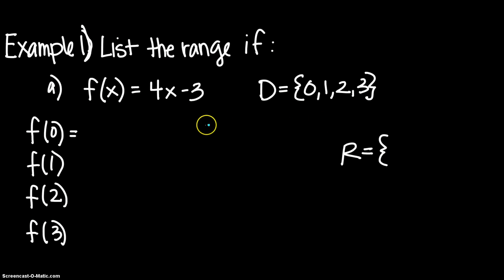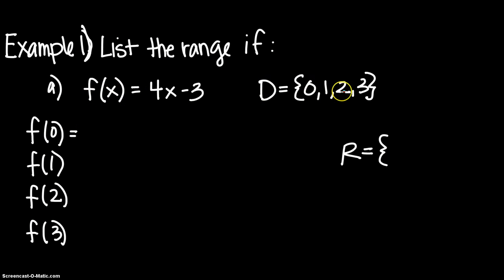Example 1. List the range if, and I have this function, and this is what they gave me, f of x equals 4x minus 3. So this is what you'll see on your homework. And then we're given a domain of 0, 1, 2, and 3. This other stuff down below, that's what we write after. So f of 0 means I'm going to substitute 0. Do you see how 0 is in the place of the x in our function there?